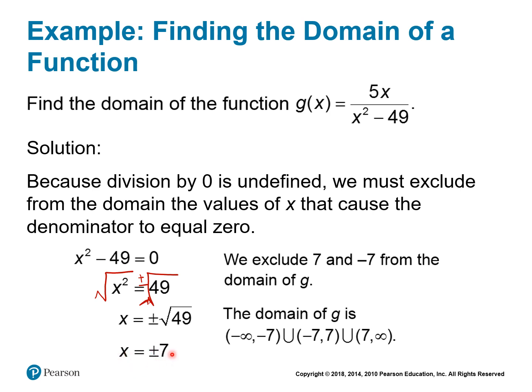So that means those two values of x must be excluded from the domain of this function, because if we input minus 7 into x, then minus 7 squared is positive 49. 49 minus 49 will make the denominator equal to 0. Likewise, if it's positive 7, 7 squared is 49. 49 minus 49 will make the denominator equal to 0. So we must exclude those values.